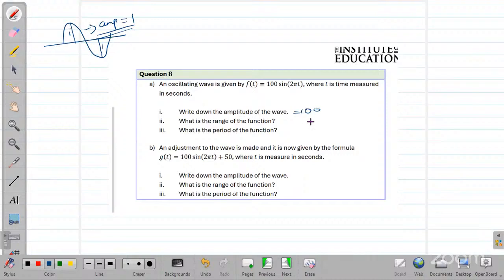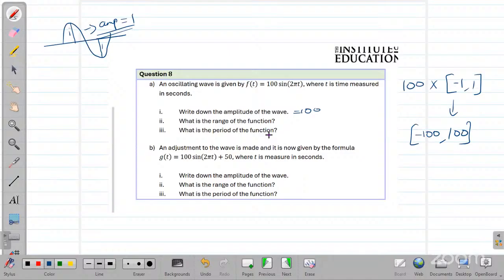What is the range of the function? So range of the function, sine range is -1 to 1. So 100 multiplied by the range -1 to 1 gives us -100 to 100. This gives us the range of the function.